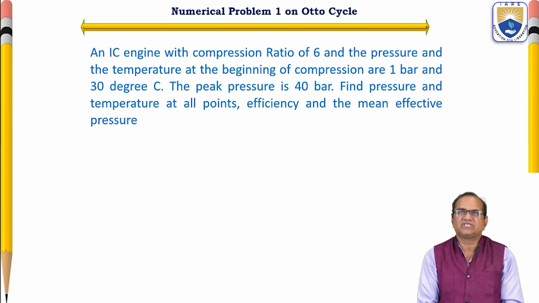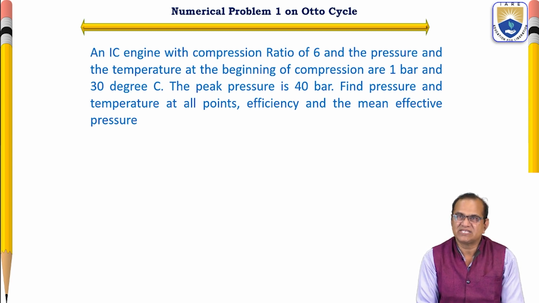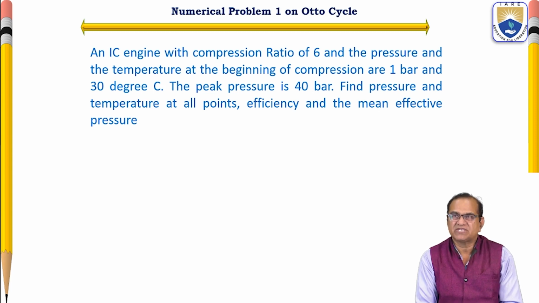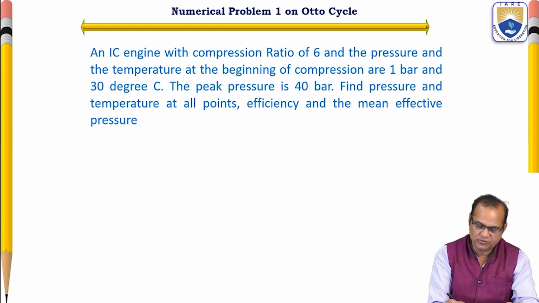An internal combustion engine with compression ratio of 6, and the pressure and the temperature at the beginning of the compression are 1 bar and 30 degrees Celsius. The peak pressure is 40 bar. Find pressure and temperature at all points, efficiency and the mean effective pressure. So what we have to find out?